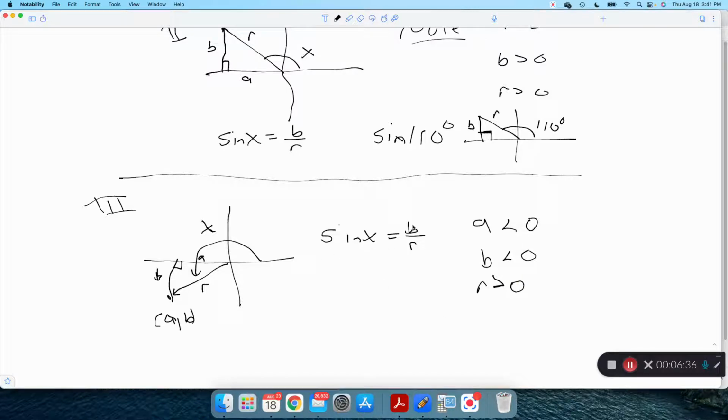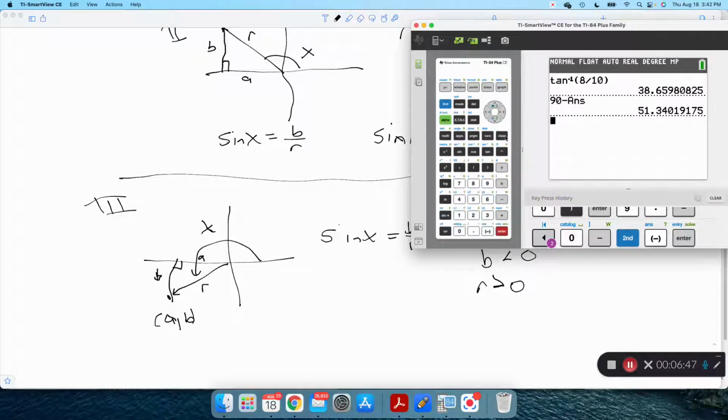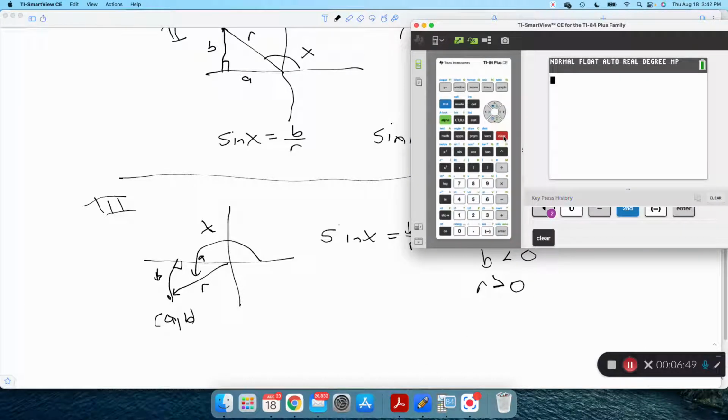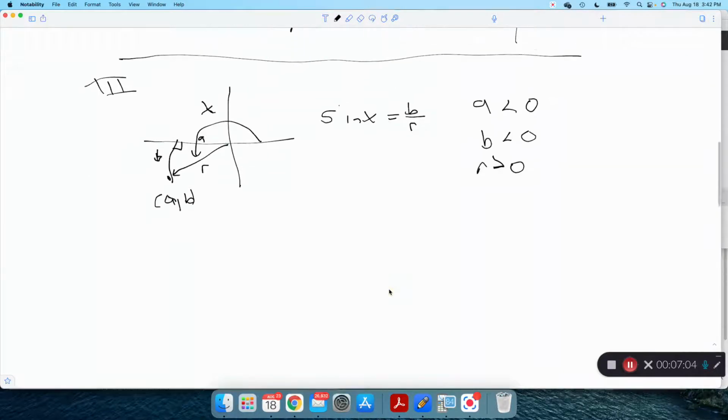So if I take a negative divided by a positive, sine is going to be negative. Sine will spit out a negative number here. We could do this in our calculator real quick. I could do sine of anything that's in quadrant 3, maybe 200 degrees. Sine of 200 spits out a negative number. And I can keep going.